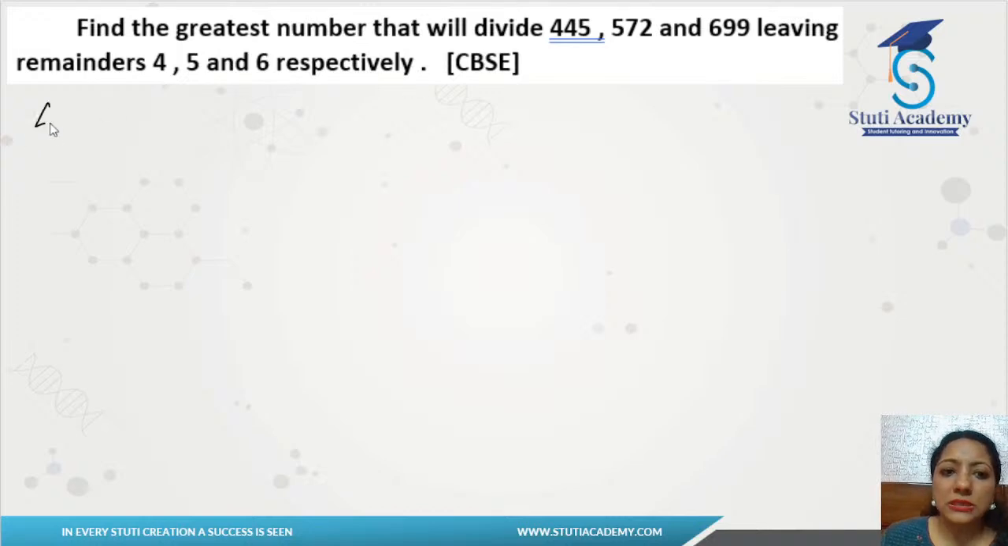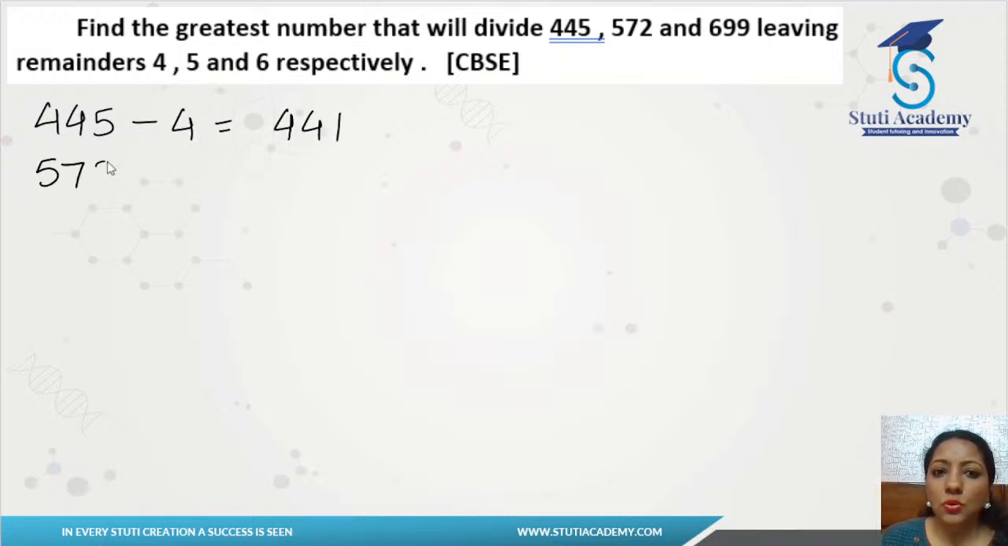So we are going to first take the number 445. 445 leaves remainder 4. So we are going to get 441. 572 leaves remainder 5. So we will reduce this by 5. We will get 567.